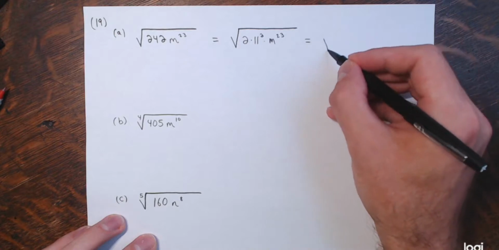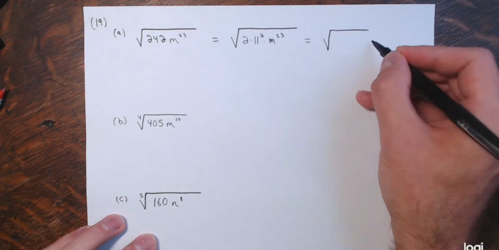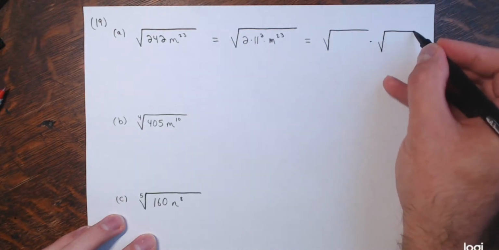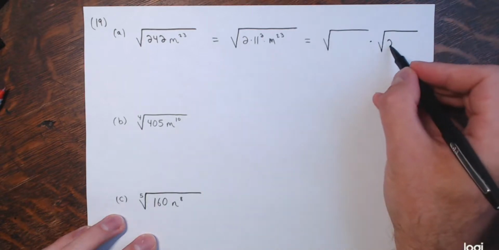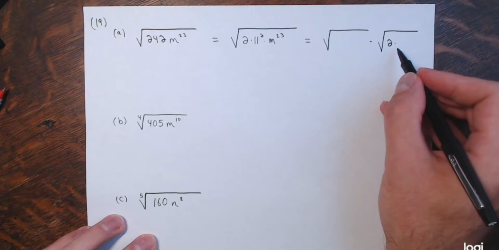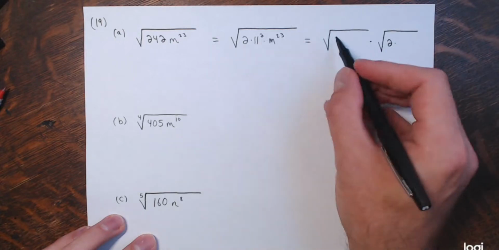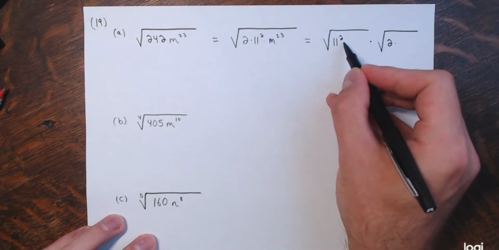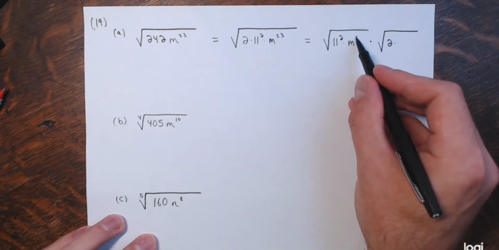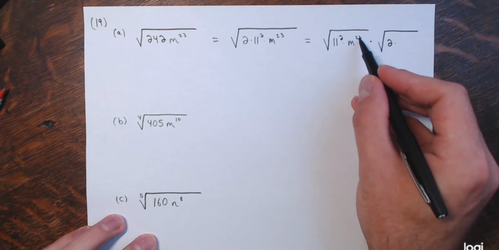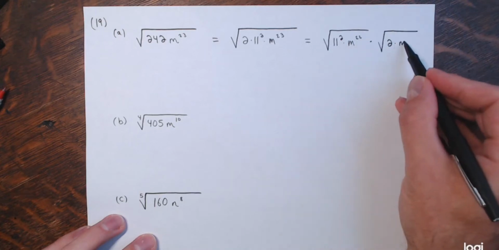And I break it up to the square root of squares times the square root of non-squares. 2 is not a square, so it goes in the non-square radical. 11 squared, very clearly a square. And then m to the 23rd, I can break up to m to the 22nd, which would be a perfect square, right? Something with an even power, times m to the first.